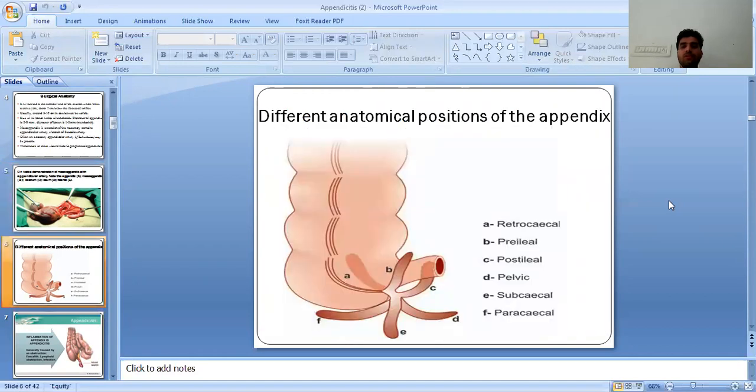Different anatomical positions of the appendix: A. Retrocecal, most common; B. Pre-ileal; C. Post-ileal; D. Pelvic; E. Subcecal; F. Paracecal.